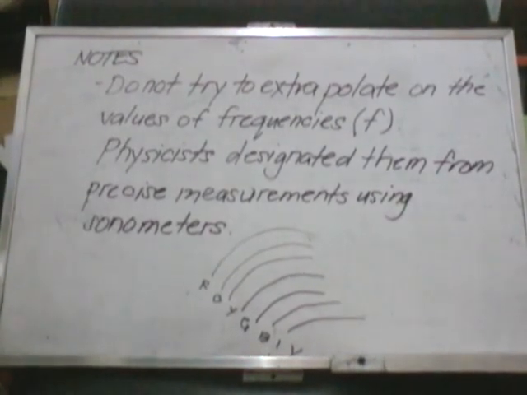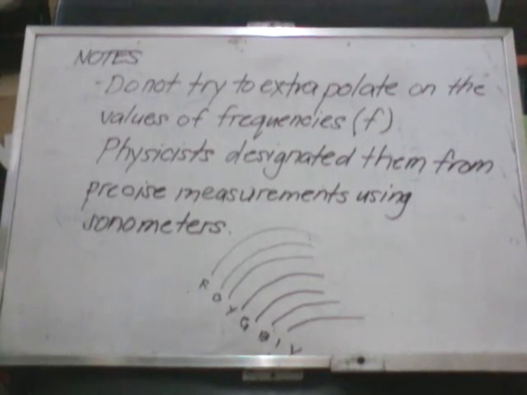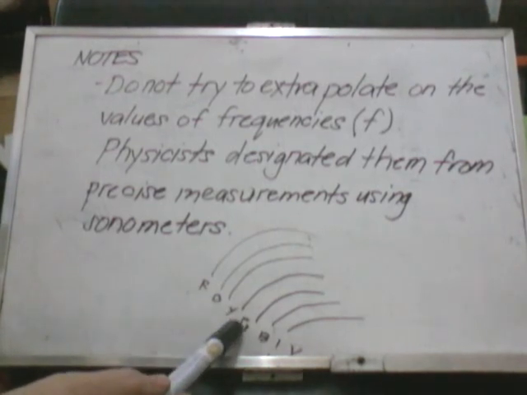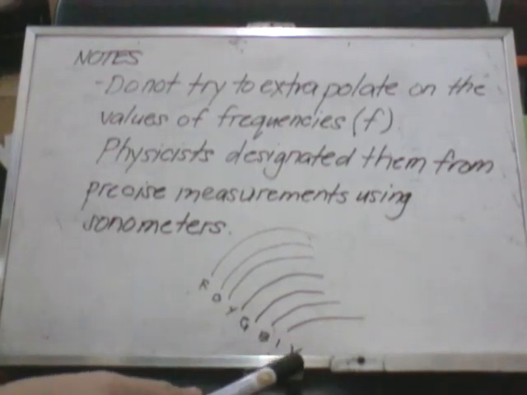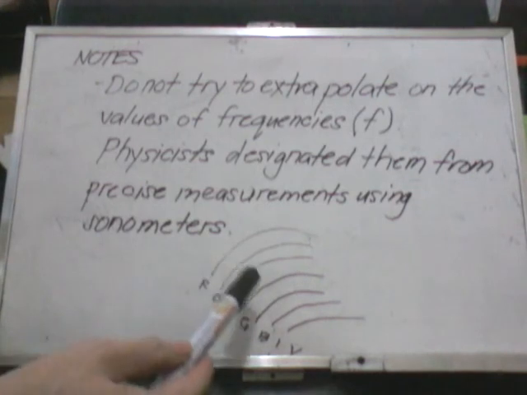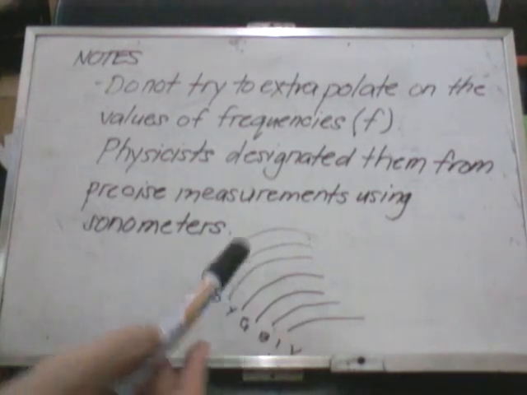Some important notes. Do not try to extrapolate on the values of frequencies. Physicists designated them from precise measurements using sonometer. So it may seem that, for example, light waves are equally spaced when they're not. It's the same with sounds. So let's say this is a rainbow with the different colors of red, orange, yellow, green, blue, up to violet. Although you think they are spaced equally, they're not.